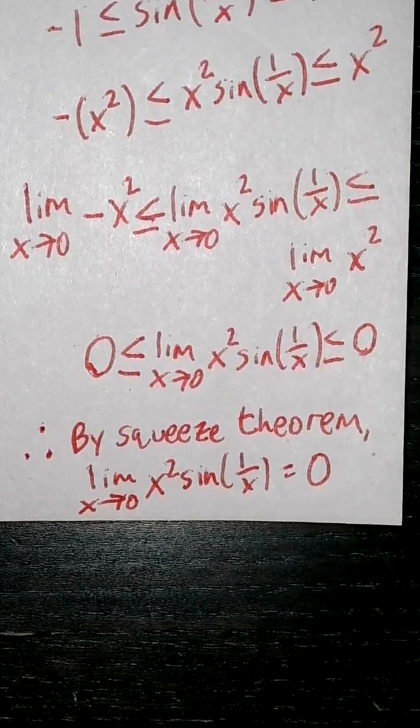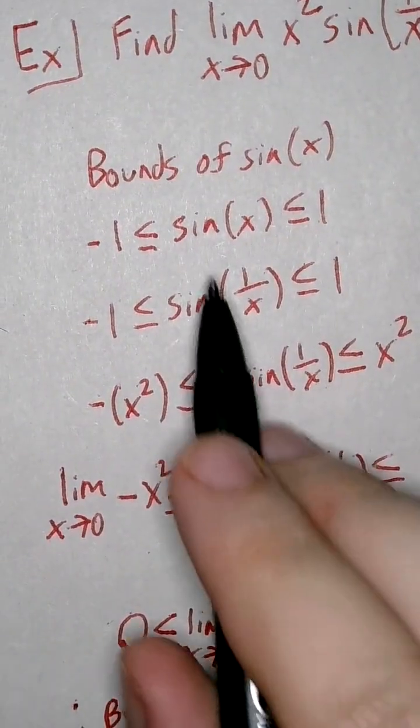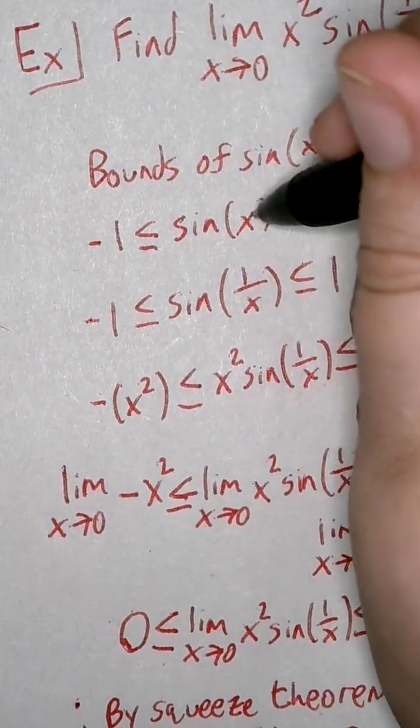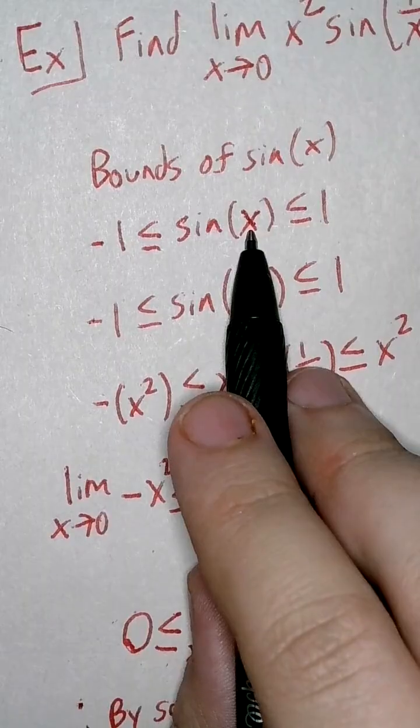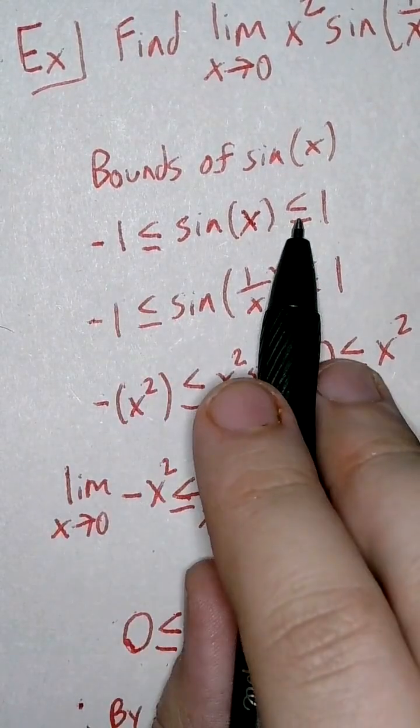How do you get from the inequality with sine x to the inequality with sine of 1 over x? Okay, good question. So here, sine of x is bounded by negative 1 to 1.